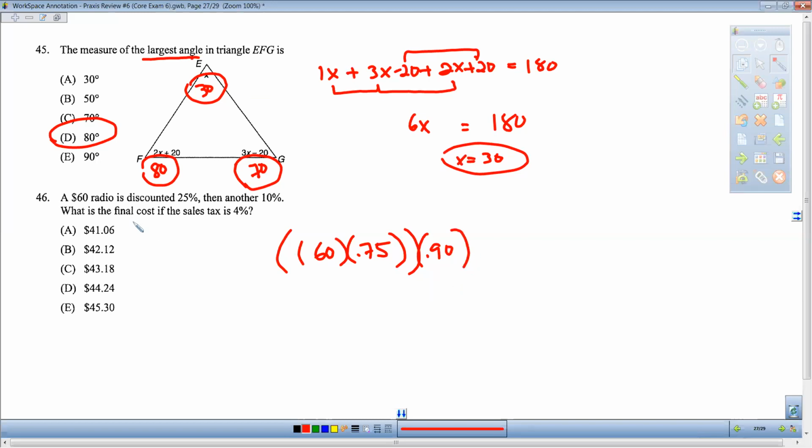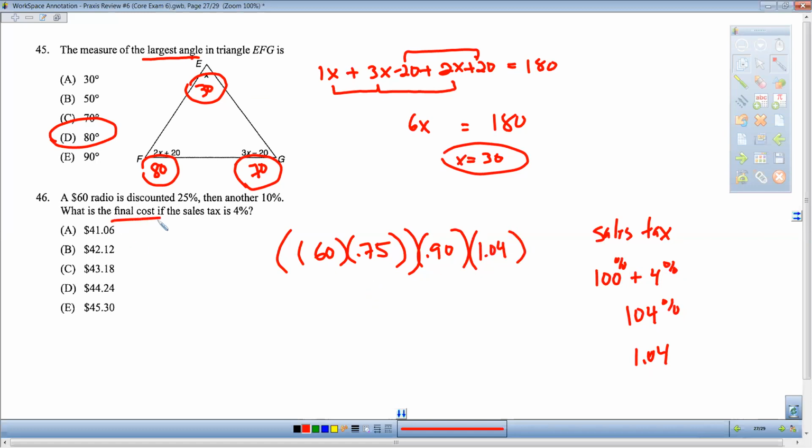So what's the final cost if the sales tax is 4%? Okay, well, sales tax is a little different because with sales tax, you're paying 100% of the total and then the additional 4%. So you're actually paying 104%, which as a decimal is 1.04. So we're going to multiply all of that by 1.04.